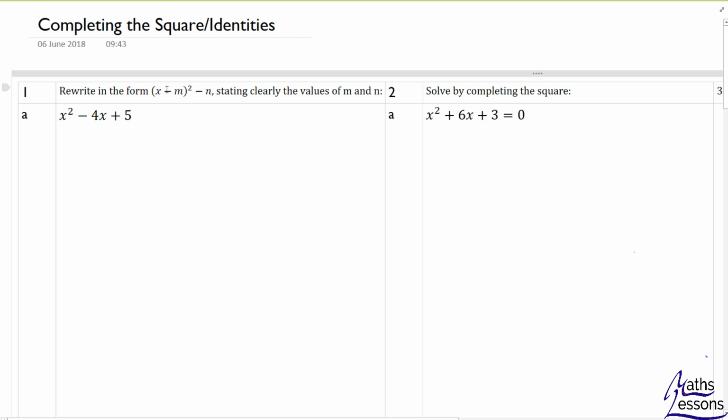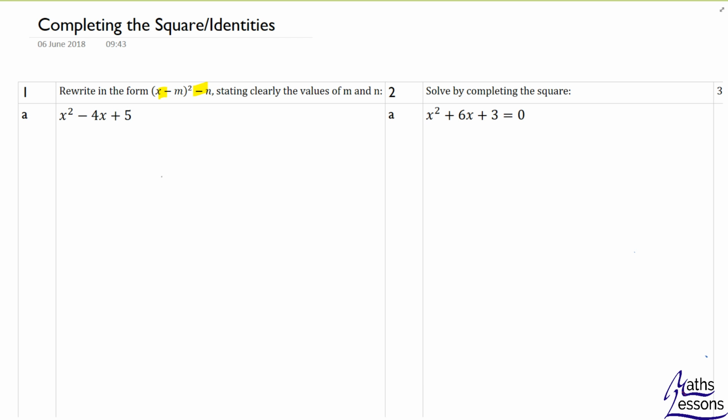Rewrite in the form x minus m in brackets squared, and then minus n. Now that minus may be a plus, and that minus again there may be a plus. These two minuses, here and here, could be pluses. You wouldn't write minus plus something, and you wouldn't write minus minus something. You would simplify down to a minus or a plus.